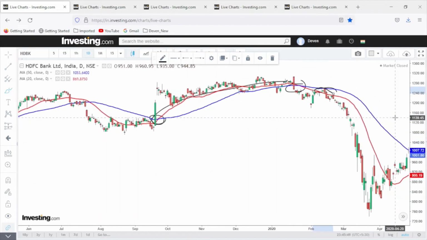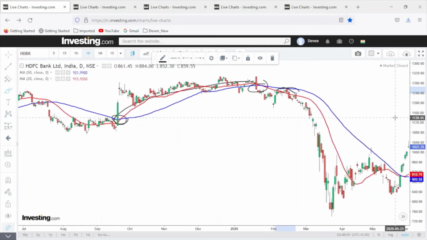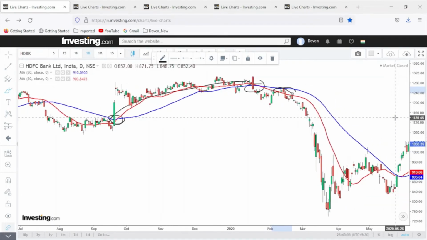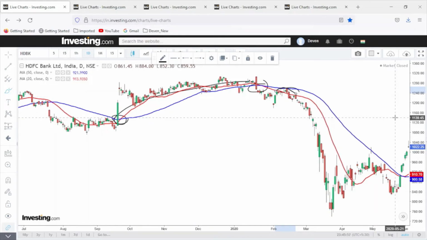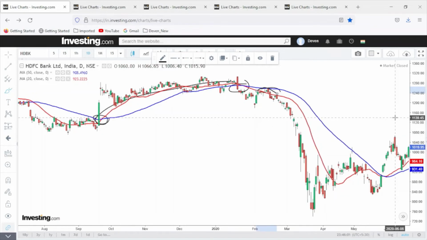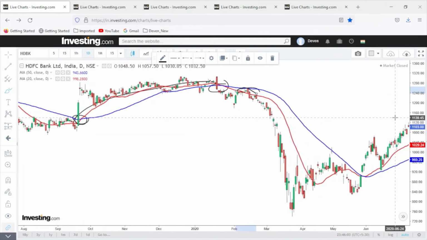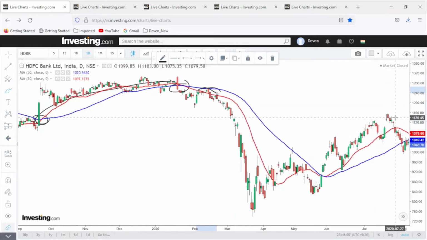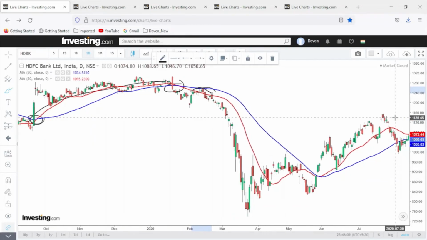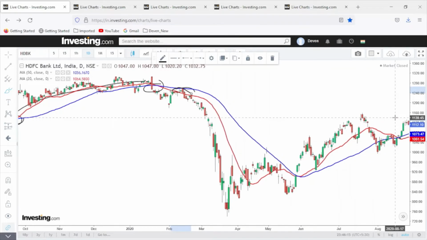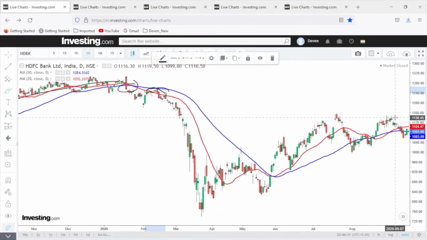So you can use the 50 and 20 EMA like this. Here, this was a buy signal. After this particular crossover, the price came down and retested that 50 EMA, and again the price bounced back. Now here also it came down, below the 20 EMA. It gave a sell signal, but again it gave a buy signal. So again there was an entry point.